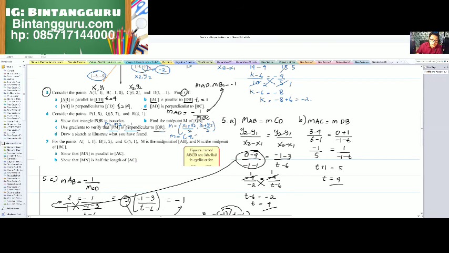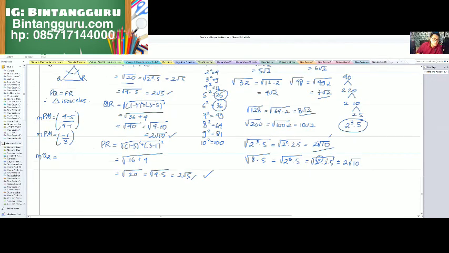So the gradient of QR is equal to, this is x1, y1, x2, y2. 1 minus 7 over 3 minus 5, which is minus 6 over minus 2, correct, 3. So the gradient of PM times the gradient of QR is equal to minus 1. Minus 1 over 3 times 3 is equal to minus 1. So minus 1 equals minus 1.